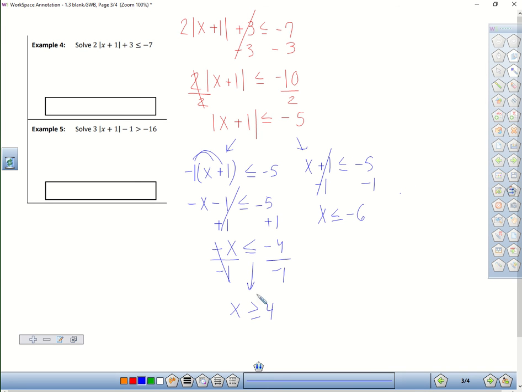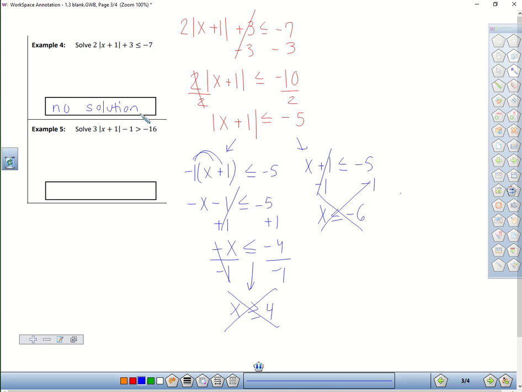If we take a scenario where x is greater than or equal to 4, so let's say we plug 4 in for x. That would give me the absolute value of 5. So 2 times 5 is 10. So that's 10 plus 3 is 13. 13 is not less than negative 7. So this is out. We do the same thing here, a number that's less than or equal to negative 6. So let's take negative 6 for example. Negative 6 plus 1 is negative 5. The absolute value of negative 5 is positive 5. 2 times 5 is 10. 10 plus 3 is 13. 13 is not less than negative 7. This one's out as well. So this is no solution.